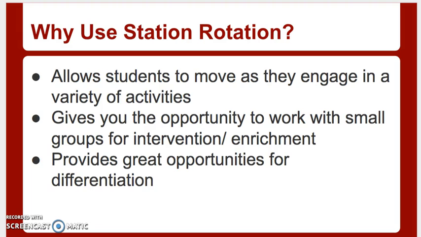As they move, you have the opportunity to work with small groups of students who need intervention or enrichment, or just time for teacher discussion. It provides great opportunities for differentiation because all students are moving around the room and engaged in activities, but they do not necessarily need to be the same activities. So you can differentiate based on student readiness, choice, or even student needs.